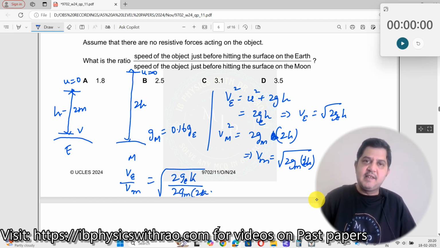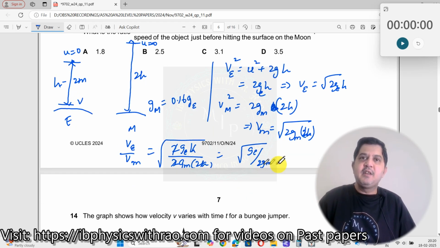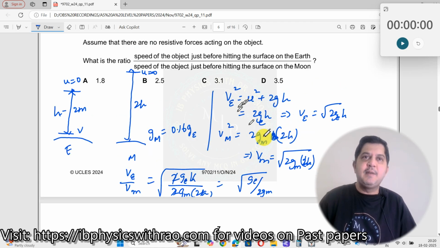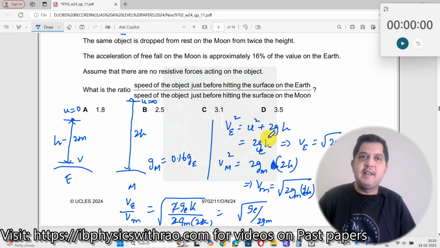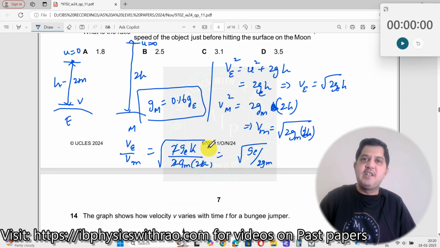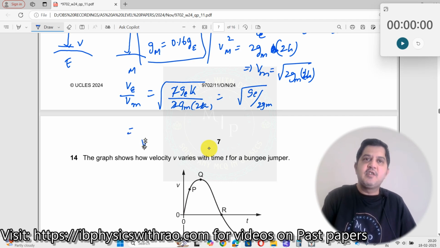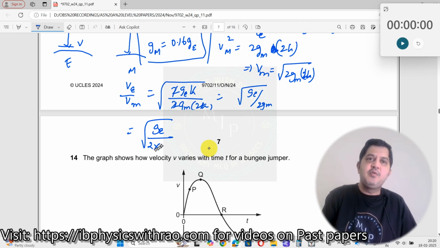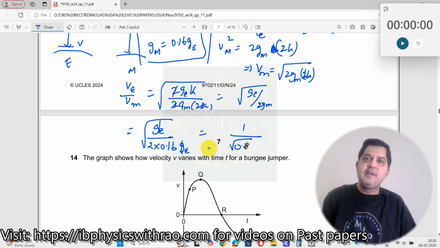Now this h goes away. This 2 goes away. What am I left with? I am left with g_e divided by 2g_m. Now what is g_e or g_m? What have we found already? We are given that g_m equal to 0.16 times g. Let us substitute that here. I retain g here, and this should be 2 into 0.16 times g. This and this goes away. So I am left only with square root of 0.32.